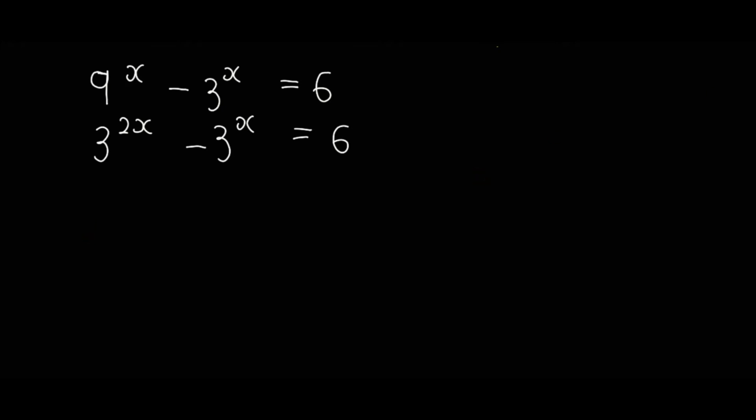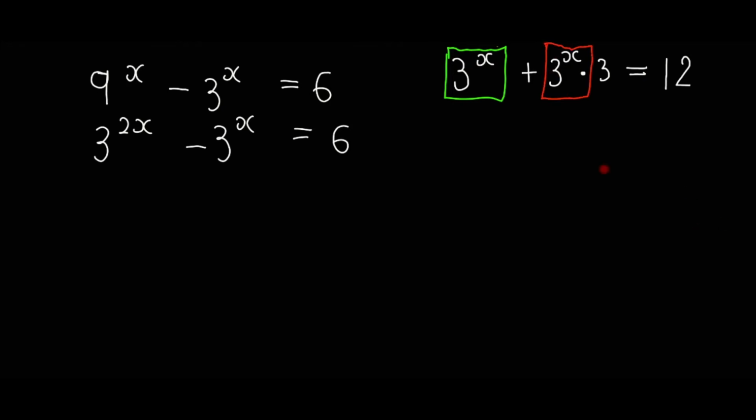Let me show you why. Let's say for example you have this problem. When you look at this problem you can see that here you have 3 to the exponent x, and then on this term you have again 3 to the exponent x. But as for this one, you have 3 to the exponent 2x, but this one is 3 to the exponent x.